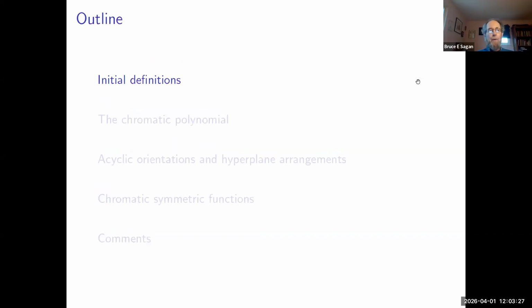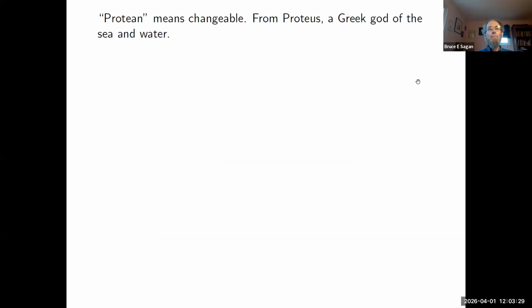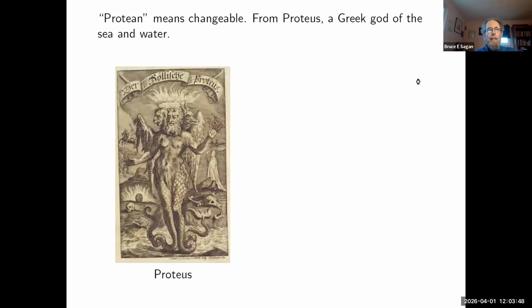Starting out at the beginning with the title, what does protean mean? You may not see that every day. It comes from Proteus, who was the Greek god of sea and water. And so, right, water is changeable. It fits any container you put it in. So that's where it comes from. And here's an artist's conception of what Proteus might have looked like. I cannot verify that it's accurate, but it's a nice picture.